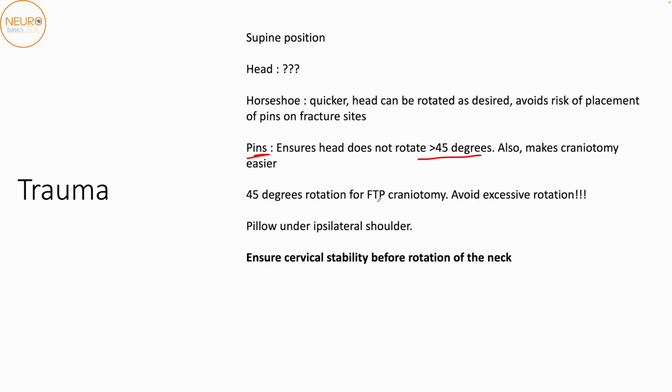For an FTP craniotomy or frontotemporal parallel craniotomy, keep it at 45 degrees rotation only. There's a tendency for people to rotate the neck quite a bit, maybe 50, 60, even 90 degrees, but avoid excessive rotation that only adds the amount of venous bleeding that is going to happen during your surgery. Always, if you're going to rotate by 45 degrees, place an ipsilateral shoulder roll. And make sure that if you decide to rotate the neck, that the cervical spine is stable.